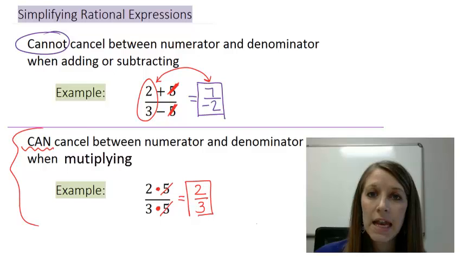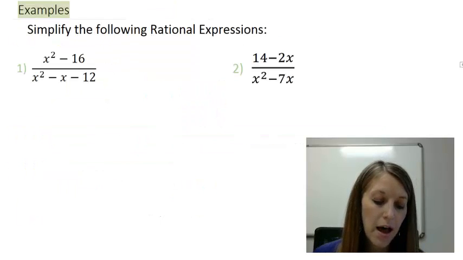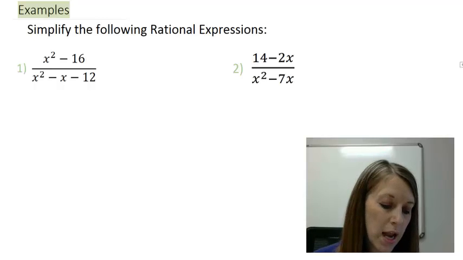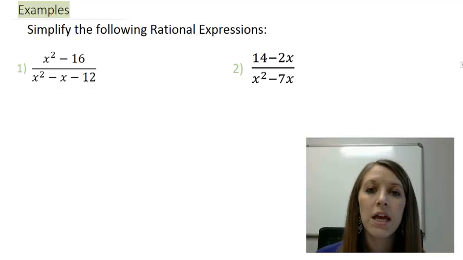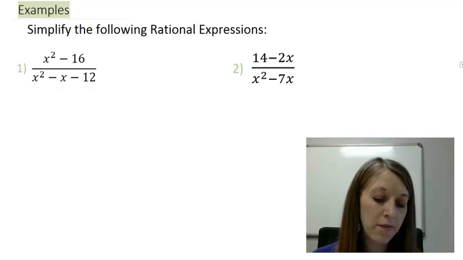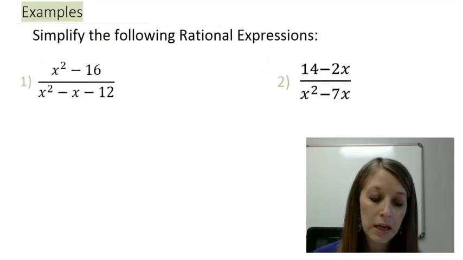So let's go ahead and see some examples of these here. I have 2 of them. The first one, x squared minus 16 all over x squared minus x minus 12. And this is a perfect example of a rational expression. This is what most of your problems will look like. So what I want to do here is simplify this. But note at this time I cannot cancel anything.